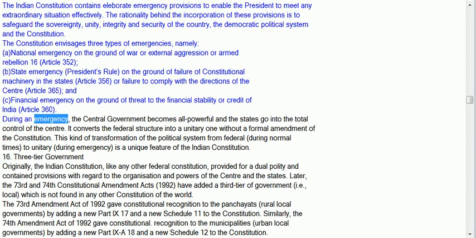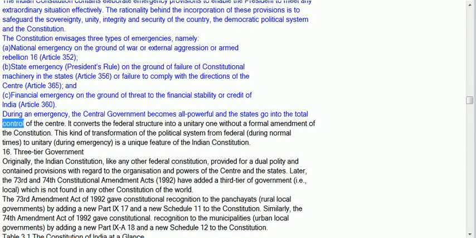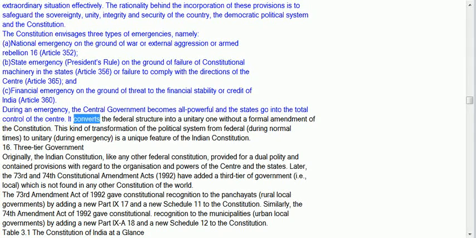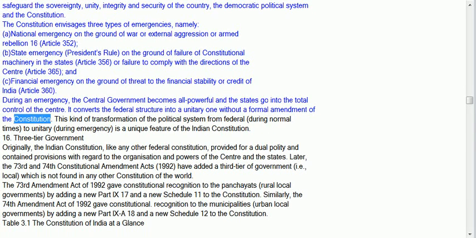During an emergency, the central government becomes all-powerful and the states go into the total control of the center. It converts the federal structure into a unitary one without a formal amendment of the Constitution.